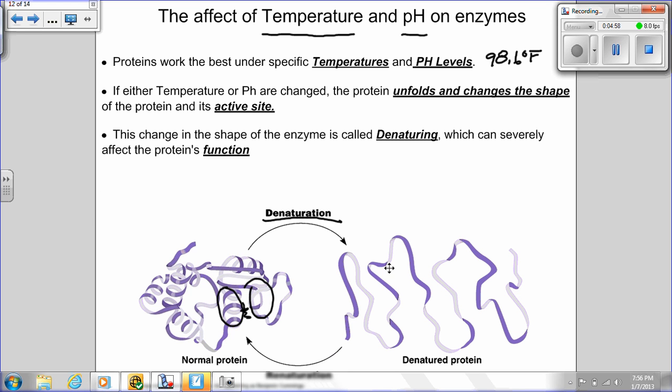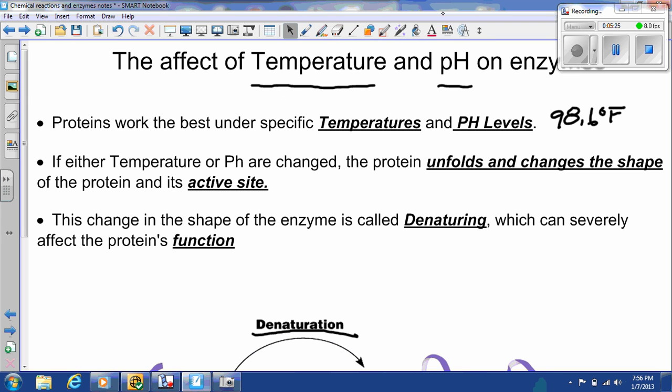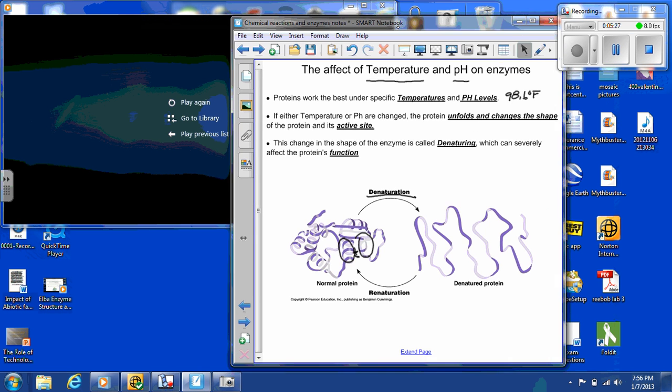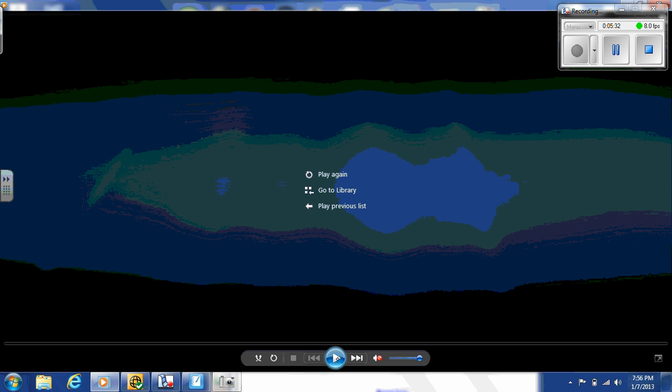Now, proteins can regain their shape if you go back to the normal temperature. However, some proteins can be cooked, we'll use that as a good word because we'll talk about it in a second, to the point where they will never go back to their conformation. So some proteins can go back to their conformation, some proteins can't. So let's watch a small little video about protein denaturation, and you'll get a better understanding of what actually happens.